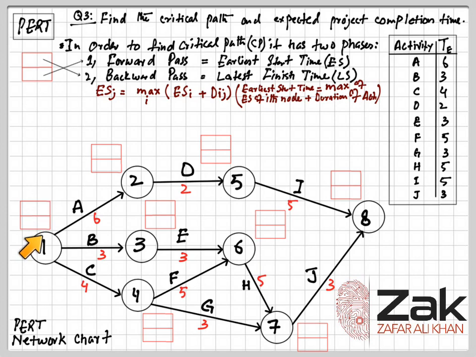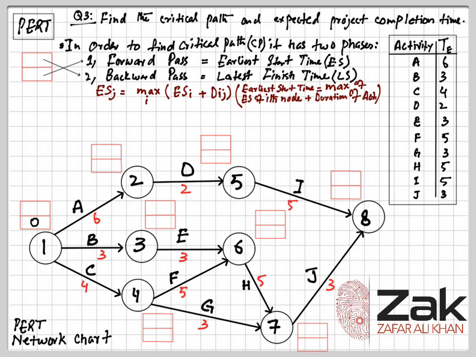So for activity 1, earliest start time will always be 0. Before 0 it cannot start, so it is always 0, so we don't have to be worried about it. So for the first node, earliest start time will always be 0.